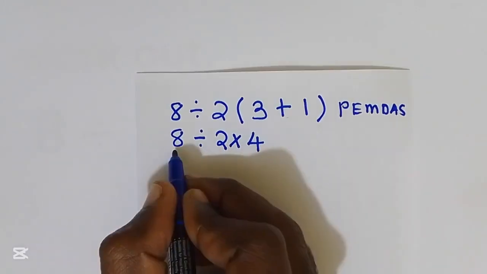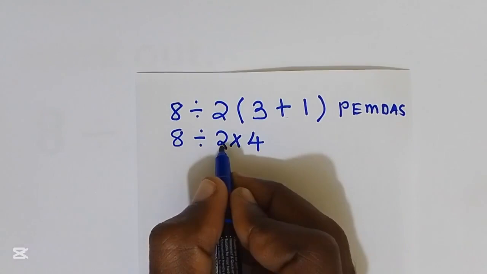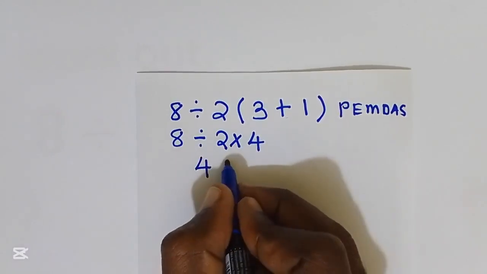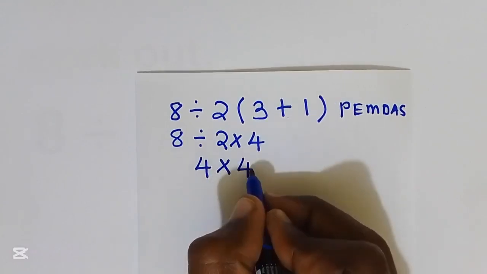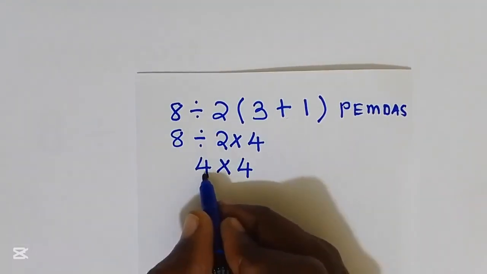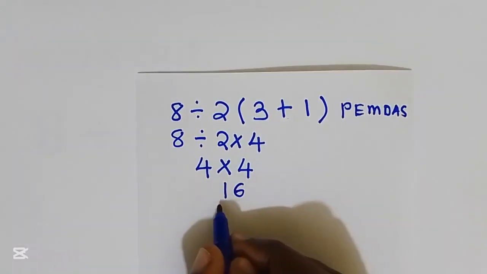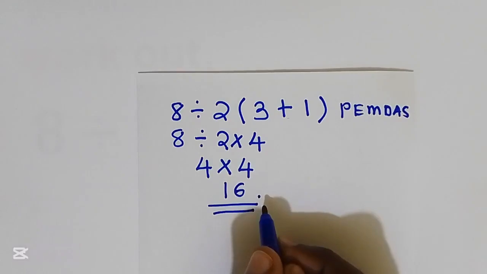right, we are going to start to divide 8 divided by 2. Then we're going to get 4. Then we're going to multiply by 4. At last, we are going to take 4 multiplied by 4. We get the answer equal to 16. And this is the correct answer.